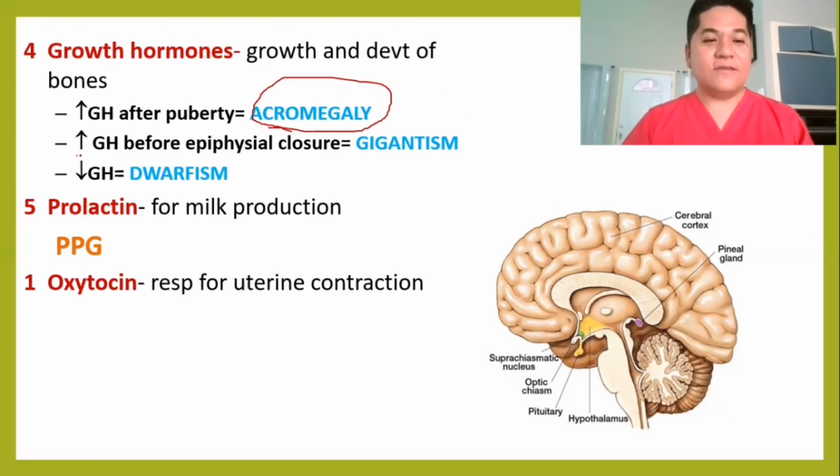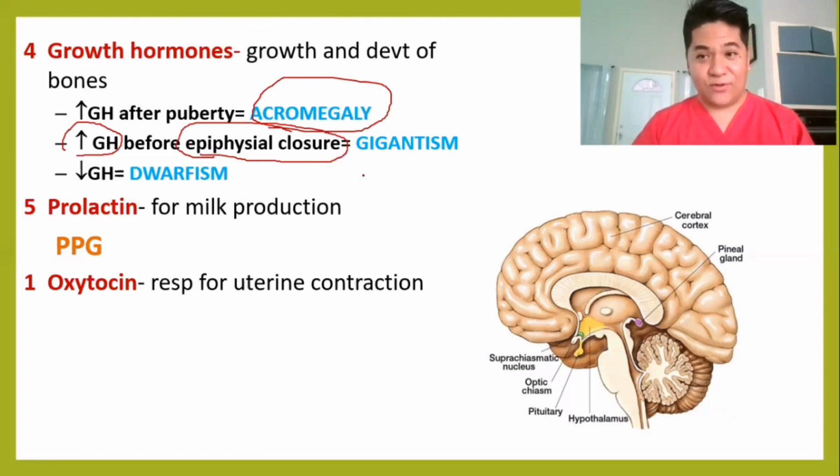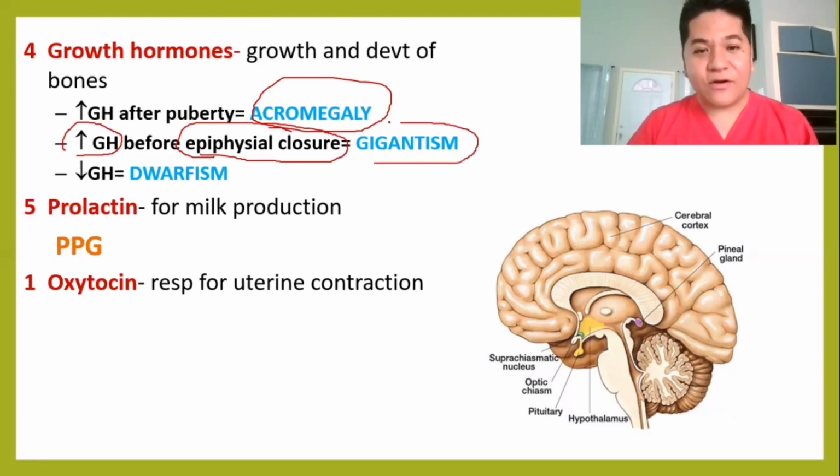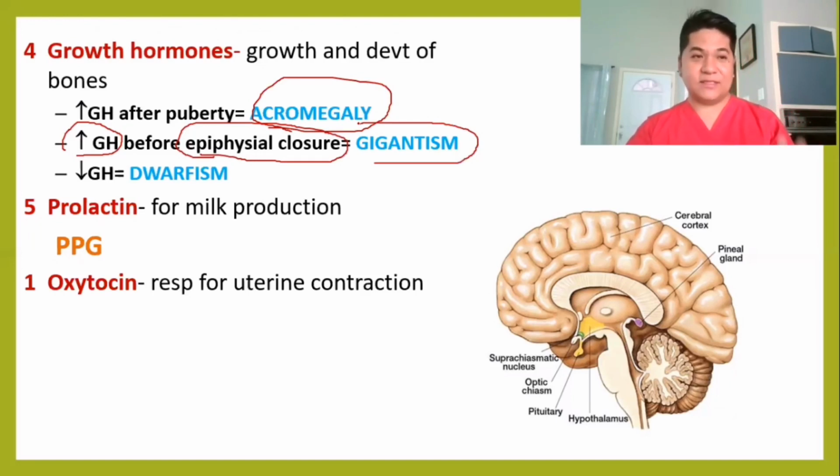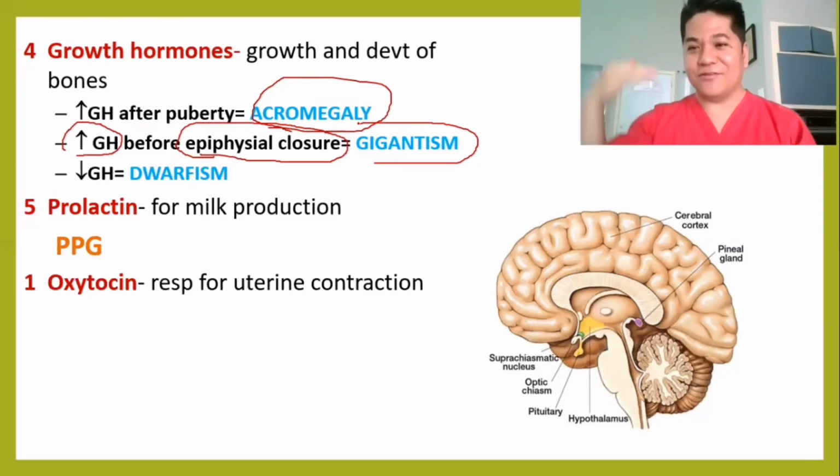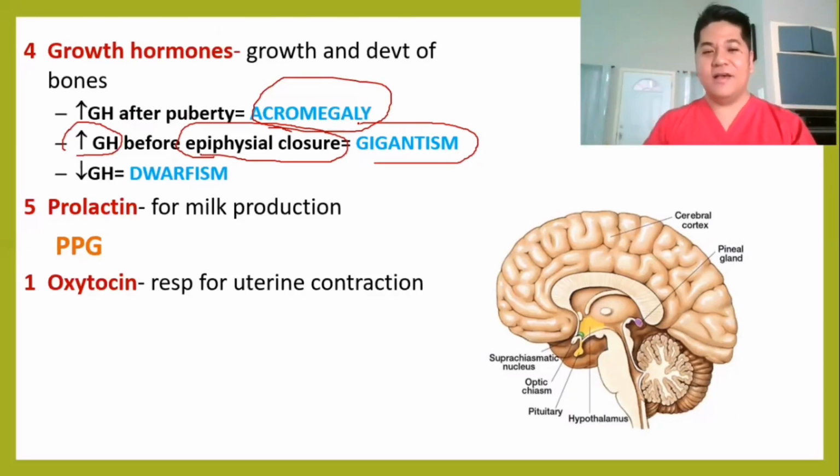Now, if increased growth hormone before the epiphyseal closure, like between 18 to 20 years old, it is called gigantism. So it means your growth is inappropriate at your age. So therefore you're a giant or very tall compared to the usual age. So that's called gigantism. Now, the opposite of that, if decreased growth hormone, is dwarfism.